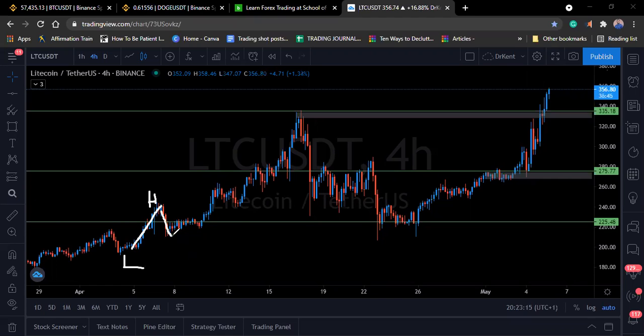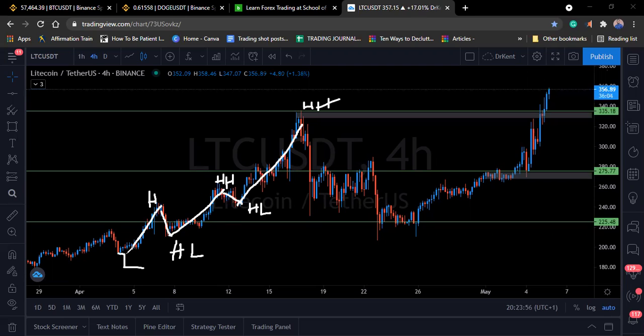As it comes down, you call this area a higher low. As it goes up, you call this area a higher high. As it comes down, you call here a higher low. Then as it goes up again, you call this area a higher high. Now, why are you calling it a higher high? It's a higher high because it's higher than this high. This is a higher low because it's higher than this low point.